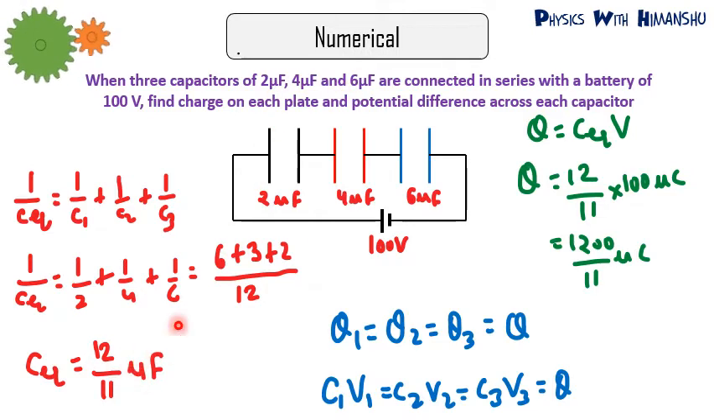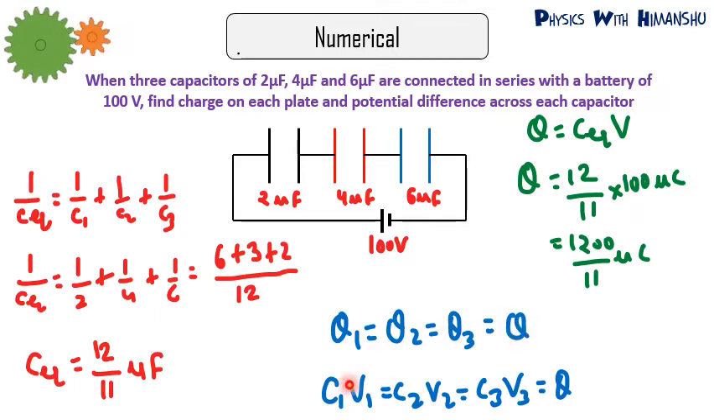Now, charge on all the capacitors will be same. So charge released by battery will be Q equal to C equivalent V. So putting value of C equivalent and putting value of V, the charge released by battery is 1200 upon 11 microcoulomb. Now on all these three capacitors charge will be same. So Q1, Q2, Q3 will be equal to Q.